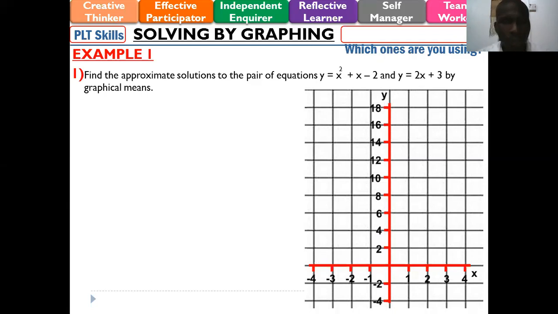Okay. Now, let's continue. The first equation is given as a quadratic equation since we have x squared.